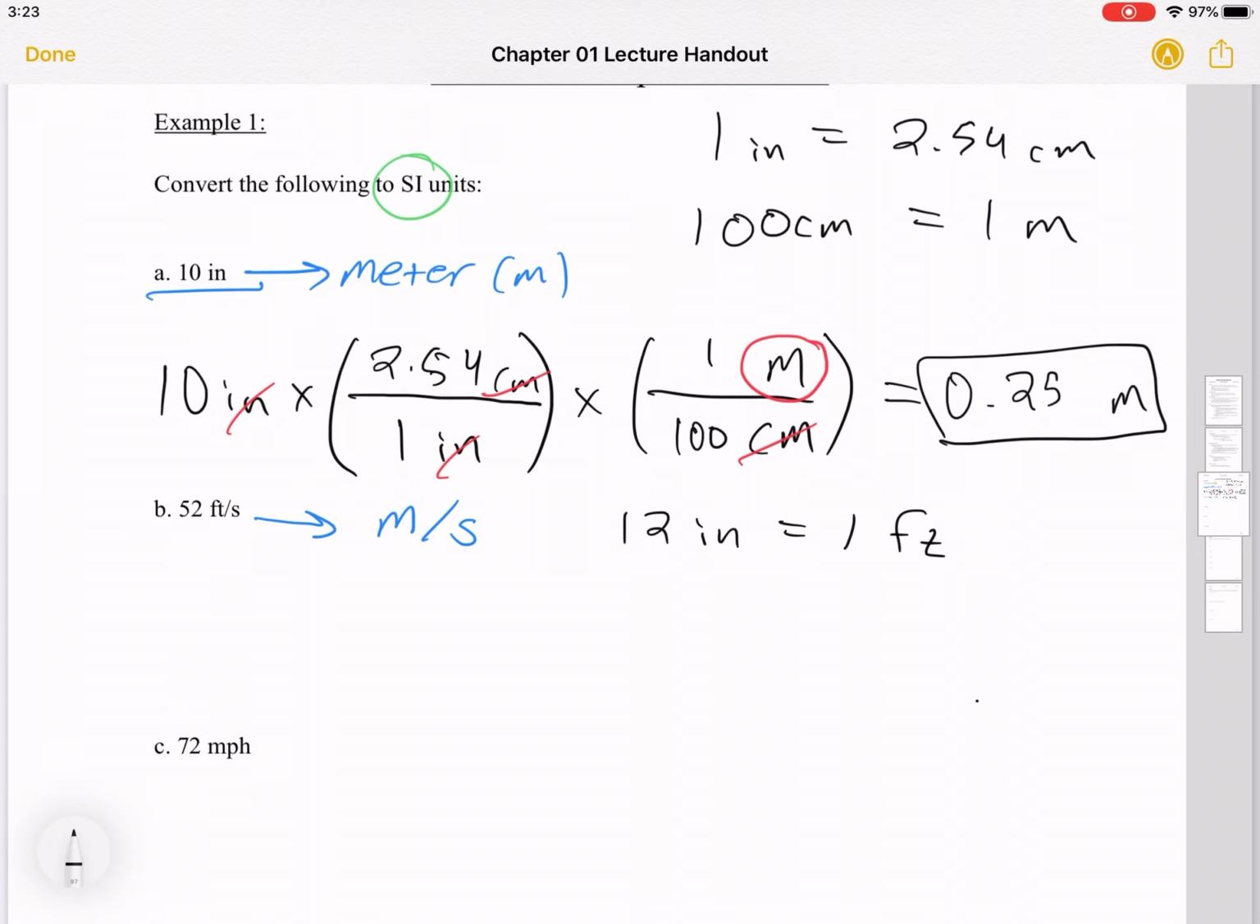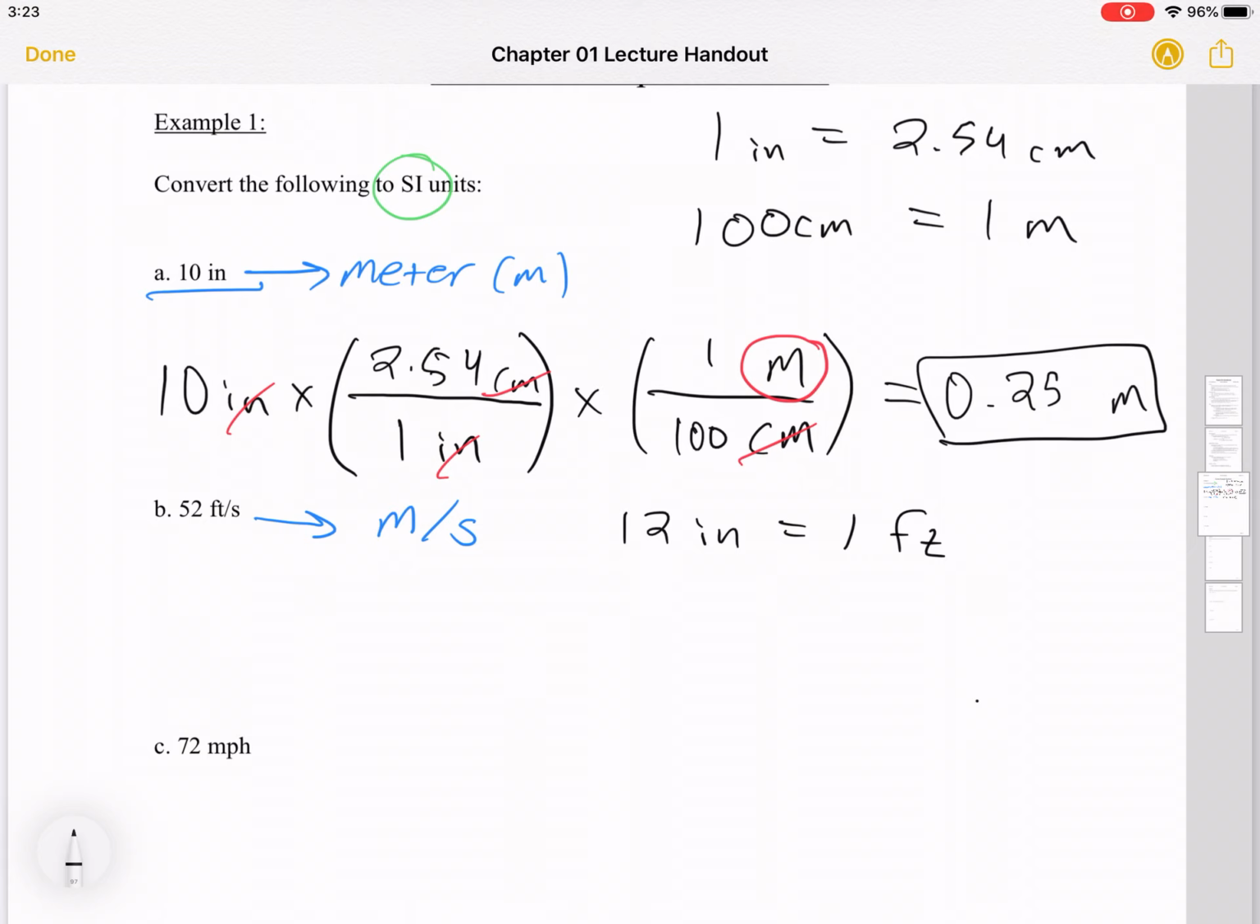So, this conversion factor will get me from feet to inches, and then I can go inches to centimeters, and then I can go centimeters to meters. That seems like a lot of steps, but I didn't have to pull too much out of my head, right? Because I already had 2 of those conversion factors. I just needed 1 more.